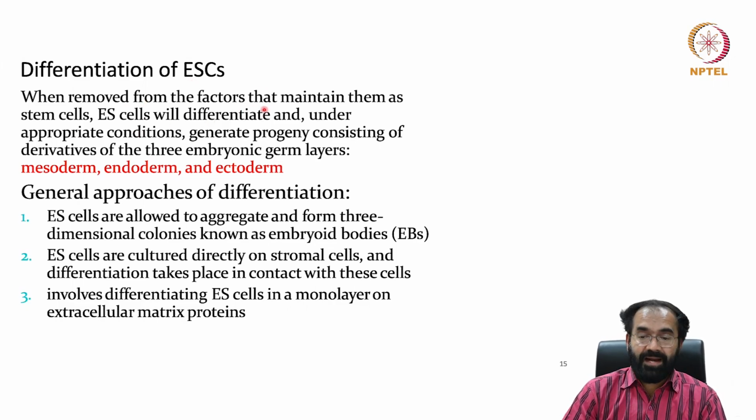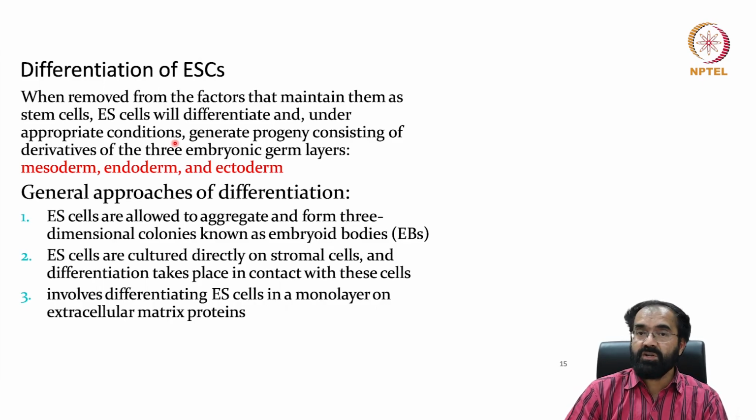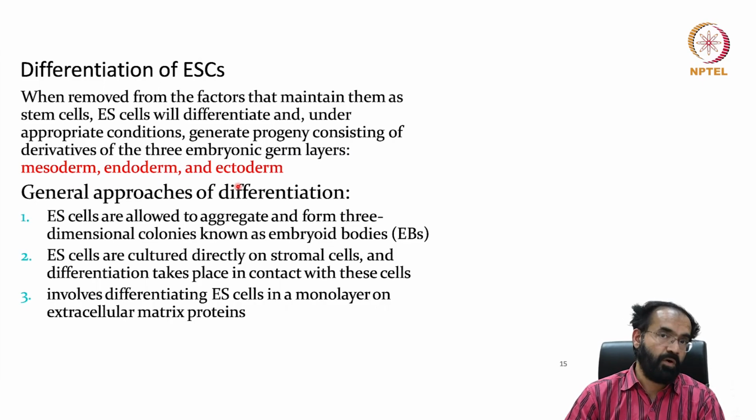Differentiation of the embryonic stem cell. When removed from the factors that maintain them as stem cells, that is, when the factors that help them keep their stemness are removed, they will differentiate, under appropriate conditions. Any insult is enough. Just take the petri dish and keep it outside for some time. A slight increase or decrease in temperature is good enough. Any insult you give to the embryonic stem cell, it will differentiate and generate a progeny consisting of derivatives of the 3 germ layers. That is, mesoderm, endoderm, and ectoderm derived cells can be formed from the stem cell if you stop producing the factors, or the feeder layer factors, that allow the stem cells to remain as stem cells.